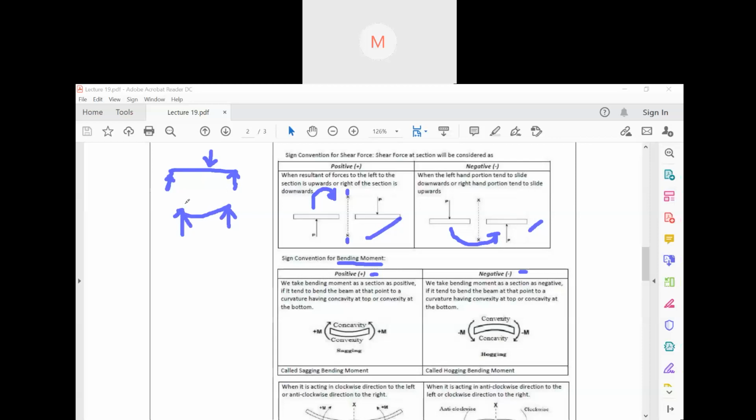Suppose this is the original beam, but eventually this one comes down. In this sagging phenomenon, the bending moment is considered positive. And in the other phenomenon, hogging, if it goes up like this, it is negative. Just as of now, remember this.